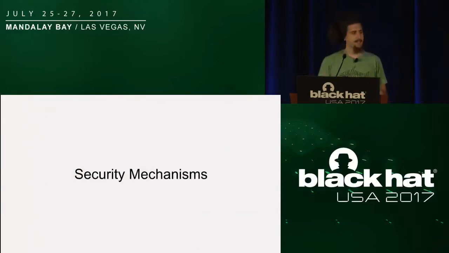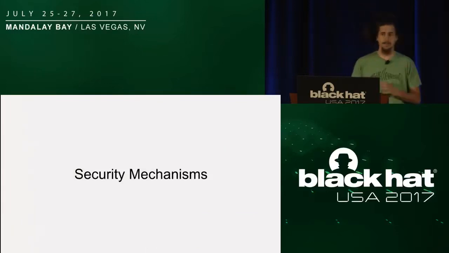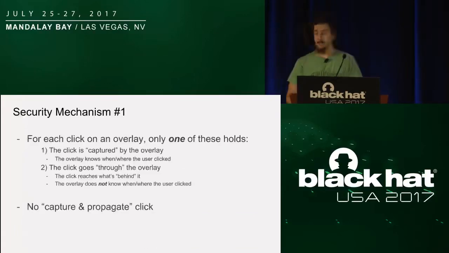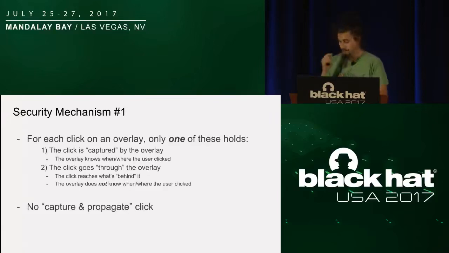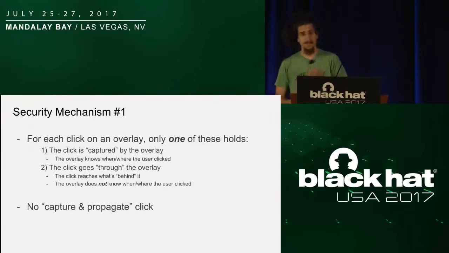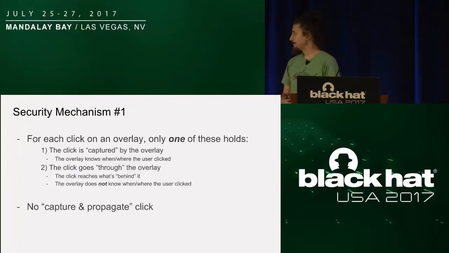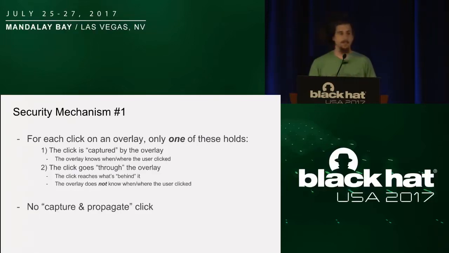Now, I said that these two permissions are powerful, but there are a number of security mechanisms there to prevent abuse. And now I'm going to give you an overview of these security mechanisms. The first one is that for each click, two things can happen. An overlay can either get the click and know where the user clicked, or the click goes through, and the attacker doesn't know where the user actually clicked. So you cannot implement out of the box things like capture and propagate clicks.